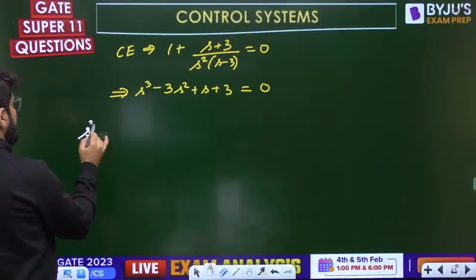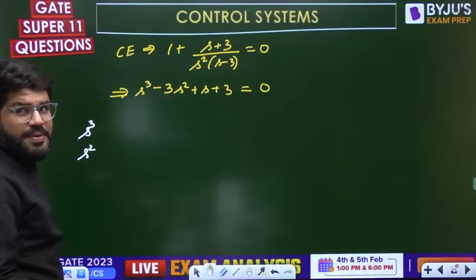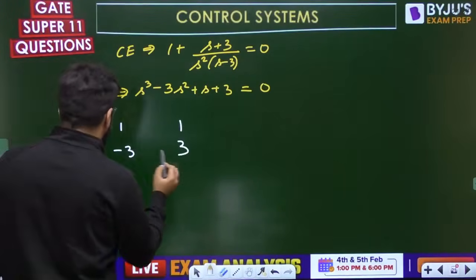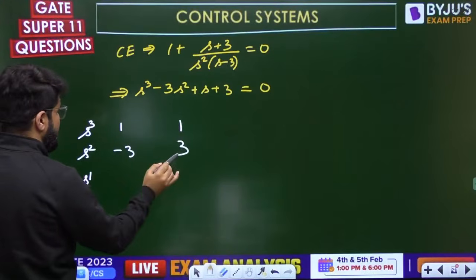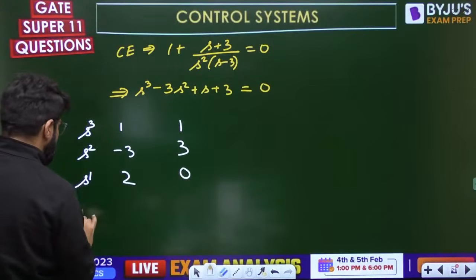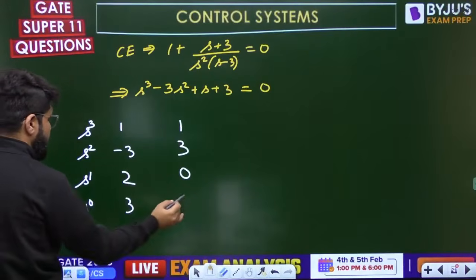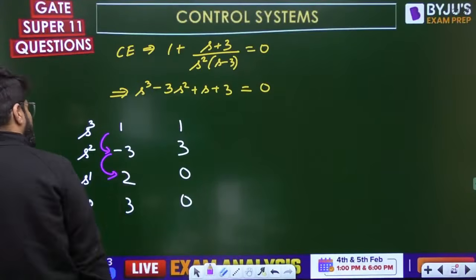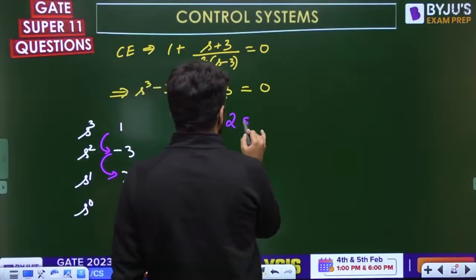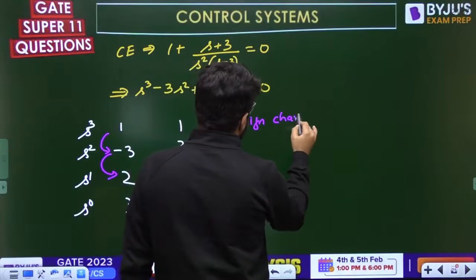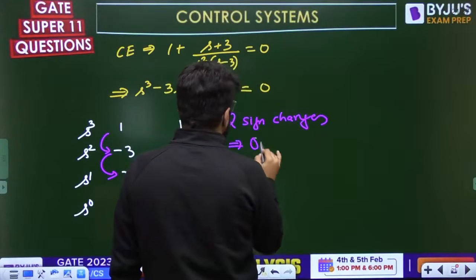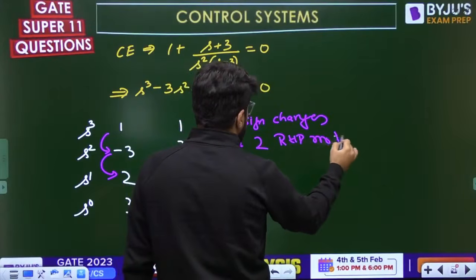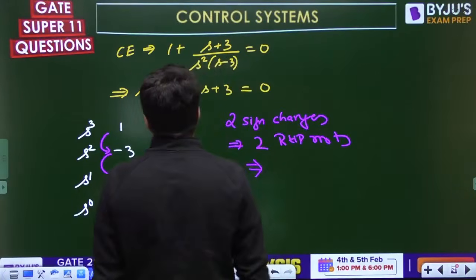Okay. So when I feed this into the Routh array, we can get the roots in the RHP. S cube: 1, 1 and minus 3, 3. S power 1: minus 3, then minus 6 upon minus 3 plus 2. Last, S power 0: 2 into 3 by 2, 3 and 0. How many sign changes have you faced? 1 plus, 2 minus, and then minus 2 plus. So there are 2 sign changes. Right. So I can say 2 RHP roots.